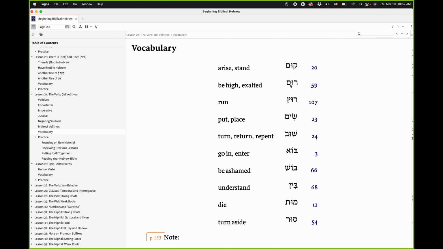Qum, if you see qum in the text, it's literally translated to stand or to arise. Rum would be to be exalted, to be high. Ruts would be to run. Not he ran. That would be something like rats with the patach. But ruts with the vowel in place means to run. Okay, so the point is, when you get hollow verbs, they have to give you a different form of the verb than the Qal perfect 3MS, which is your normal lexical form.